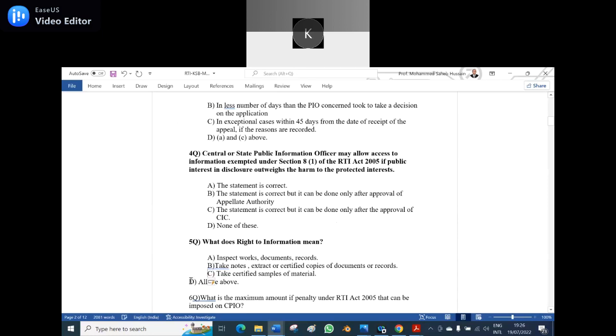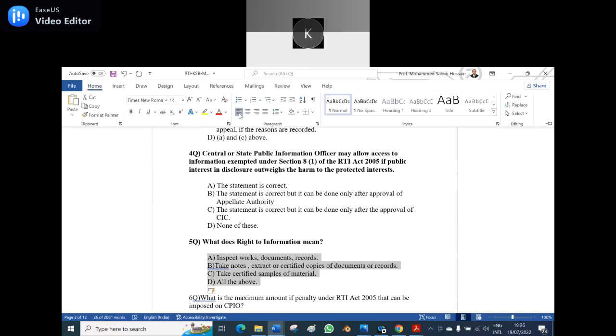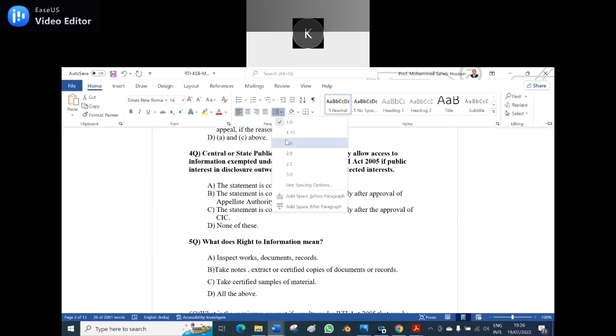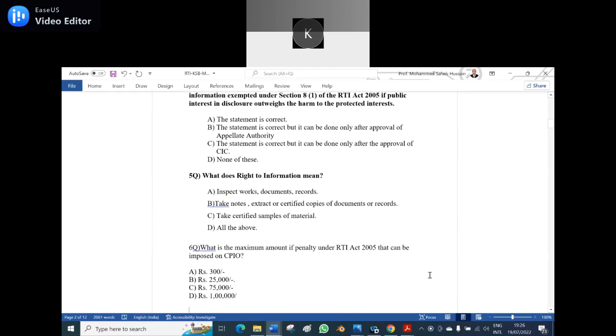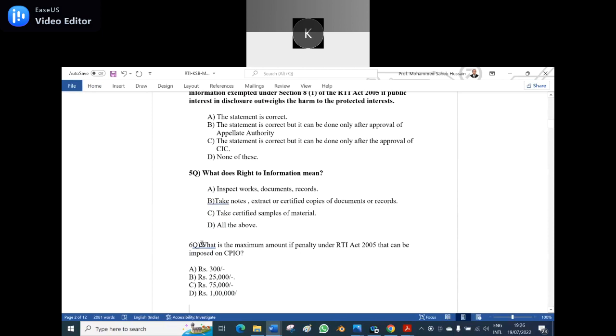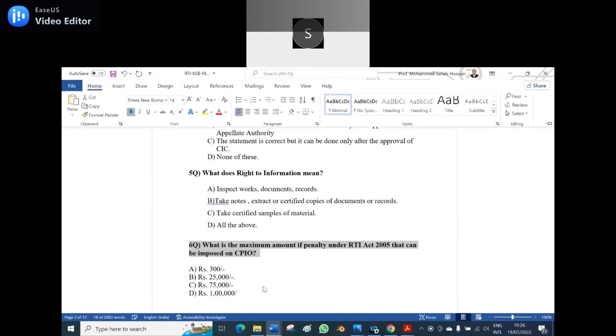Fifth question. What does right to information mean? A. Inspect works, documents, records. B. Take notes, extracts or certified copies of documents or records. C. Take certified samples of material. D. All of the above. D, sir. All of the above. Yes, option D is the correct answer. All of the above.